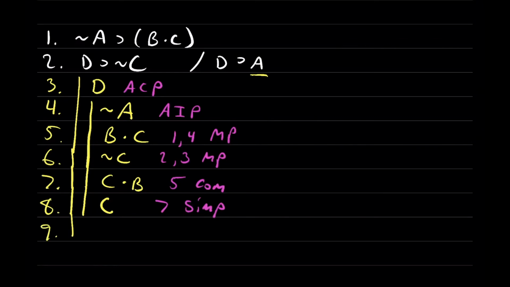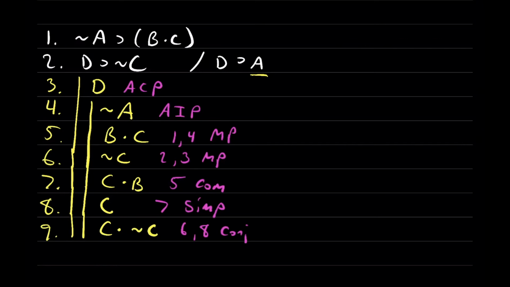Now remember what I'm looking for. I'm looking for an explicit contradiction, Q and not Q. In this case, I know C, I know not C on line 6. I need to conjoin those together, C and not C. That's an explicit contradiction. Okay, that's going to be from line 6 and line 8 by conjunction. A couple more steps and we're done.